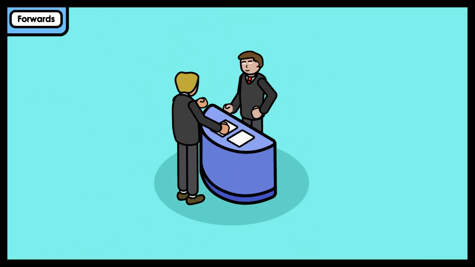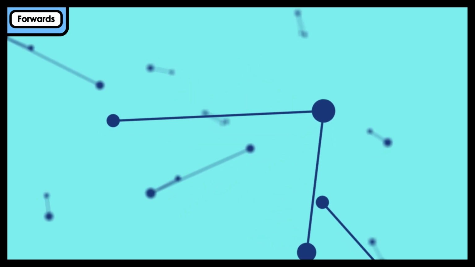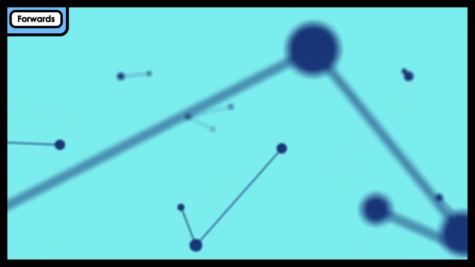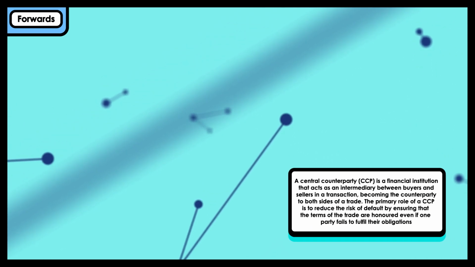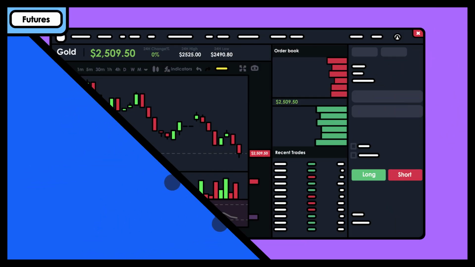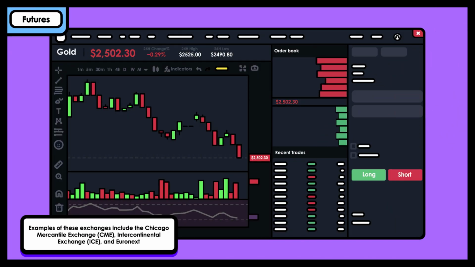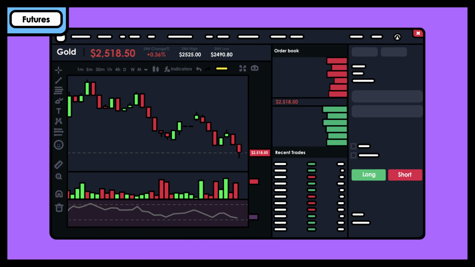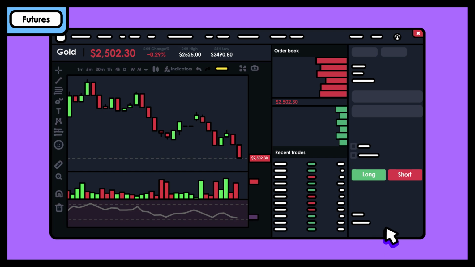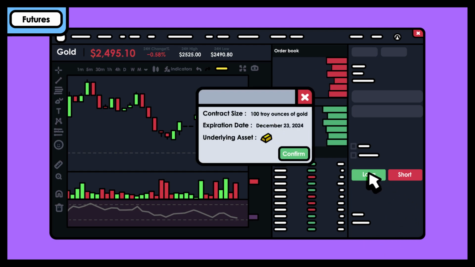This type of contract is traded in the over-the-counter market, a decentralized market for financial institutions and corporations, where trading takes place directly between two parties or with a central counterparty. This is the key difference between the next contract, futures, which are traded on a derivatives exchange, where individuals and companies trade standardized contracts defined by the exchange. These contracts include fixed terms like contract size, expiration date, and the underlying asset.